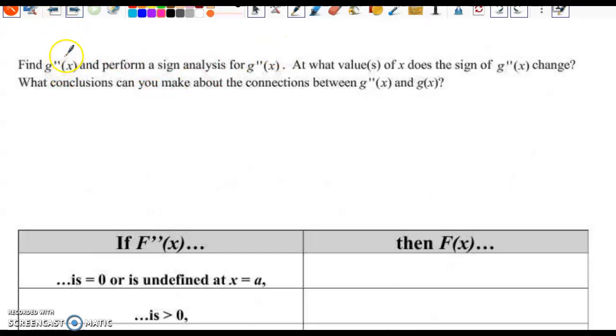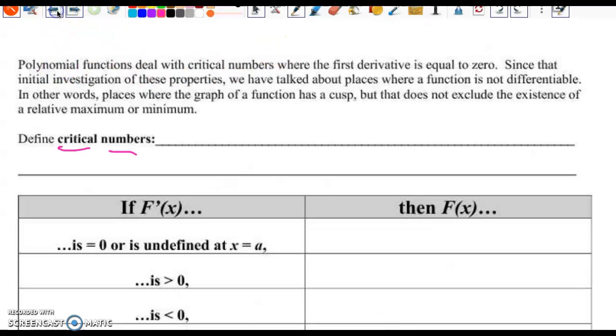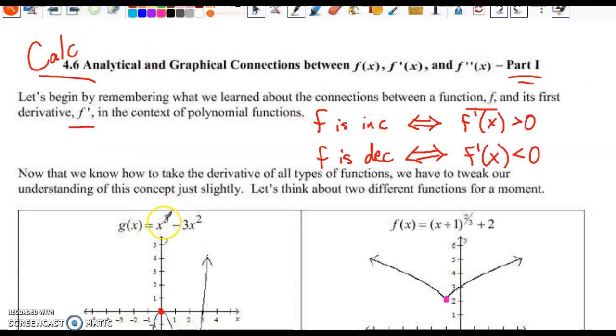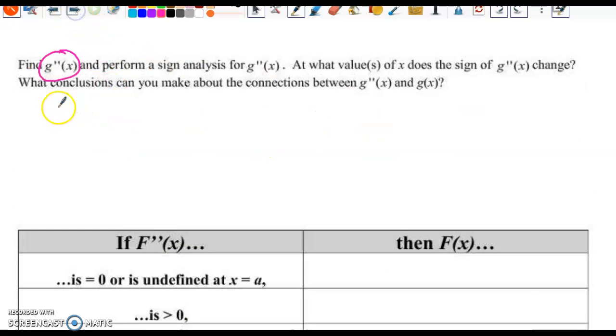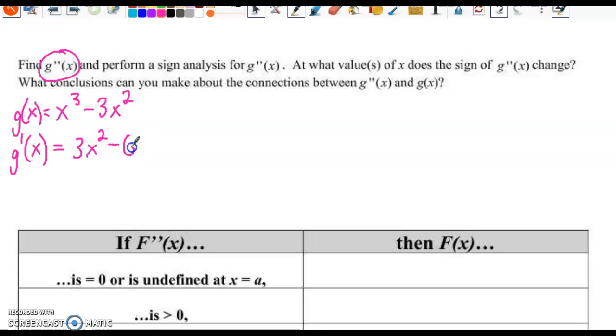Okay, so we're going to do the second derivative of g. Let's go back and remind ourselves. g was x cubed minus 3x squared, and the first derivative we found as 3x squared minus 6x. And when we set that equal to 0, you could factor out a 3 and an x, and we found that the relative extrema occurred at x equals 0 and x equals 2.